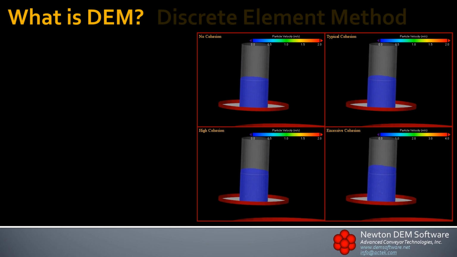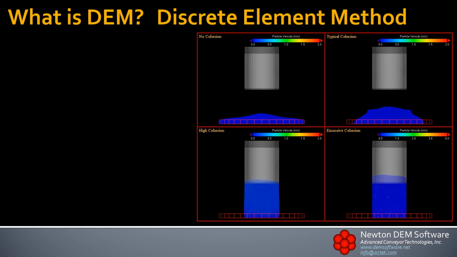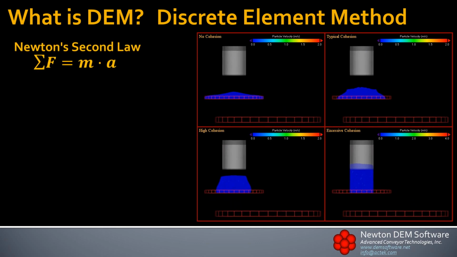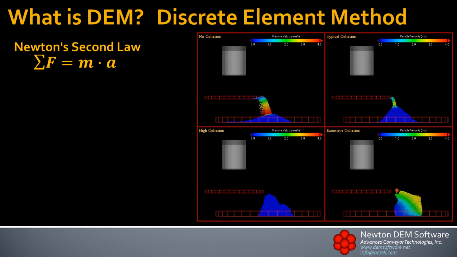DEM stands for the Discrete Element Method, which is a numerical method for modeling the flow of material by tracking each individual particle through the simulation and applying Newton's second law at regular intervals. It's different from FEA or CFD because each particle moves and is analyzed independent of the rest, rather than modeling the entire flow as a single entity.